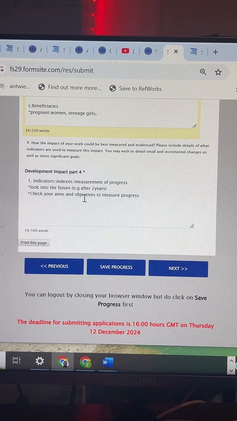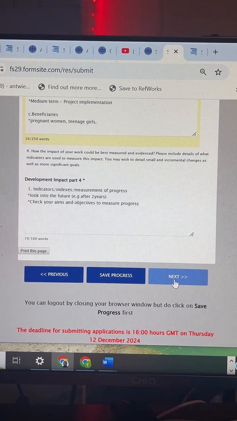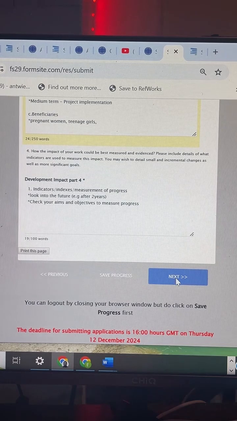Indicators or indexes simply means that this is the baseline of what I want to implement. Going forward, this is what I'm going to look after to see that I have implemented or have made any impact from the projected plans that I have. So that covers the first part of development impact essays.